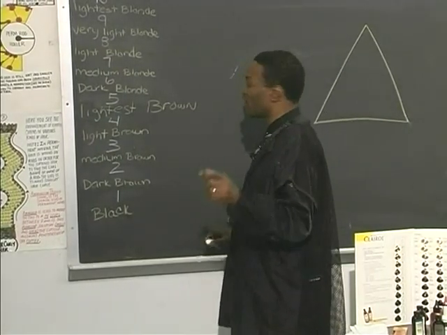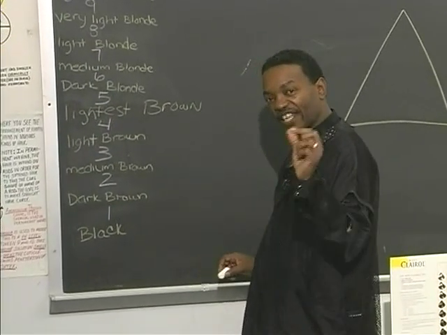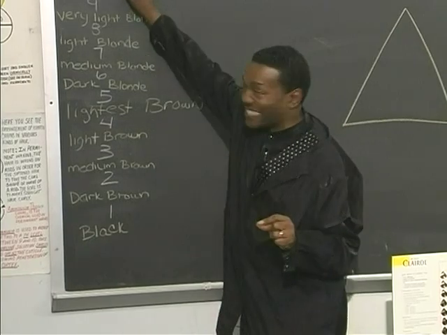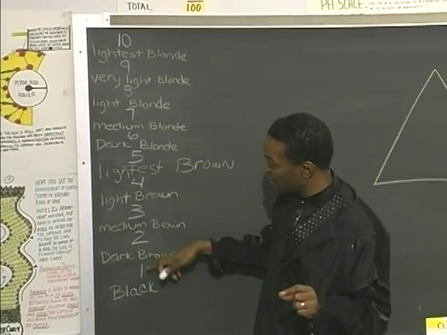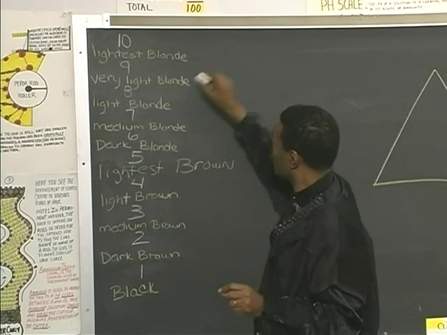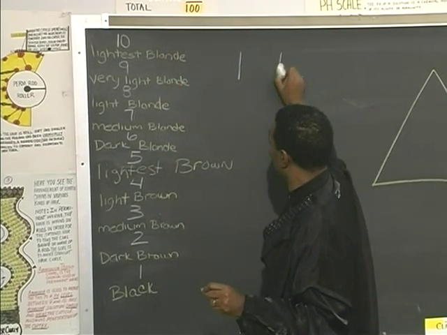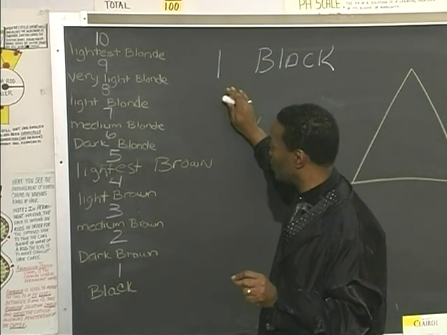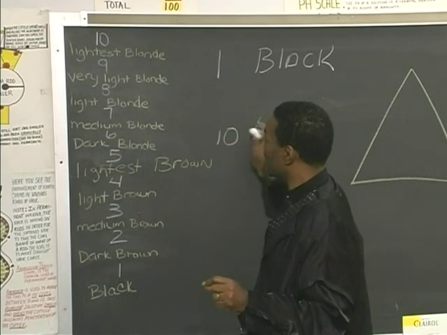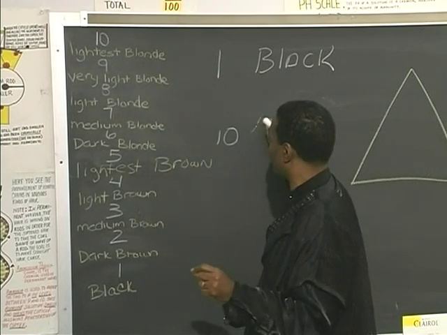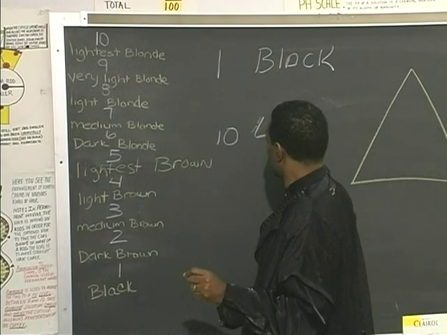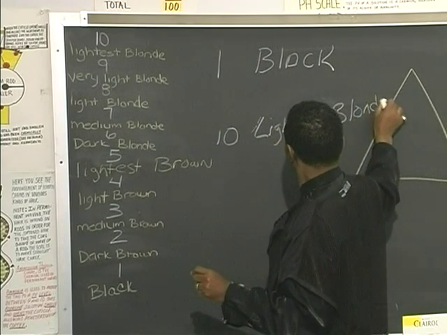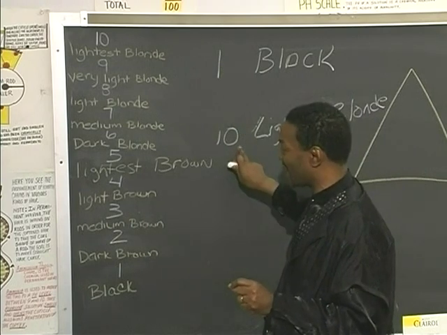The first thing that you must understand when you're doing colors is the level system. The level system goes from 1 to 10. Level 1 is the black. That's your darkest colors. That's where you're starting. 10 simply means the lightest blonde that a manufacturer will have. So 1 is black, 10 is the lightest blonde.